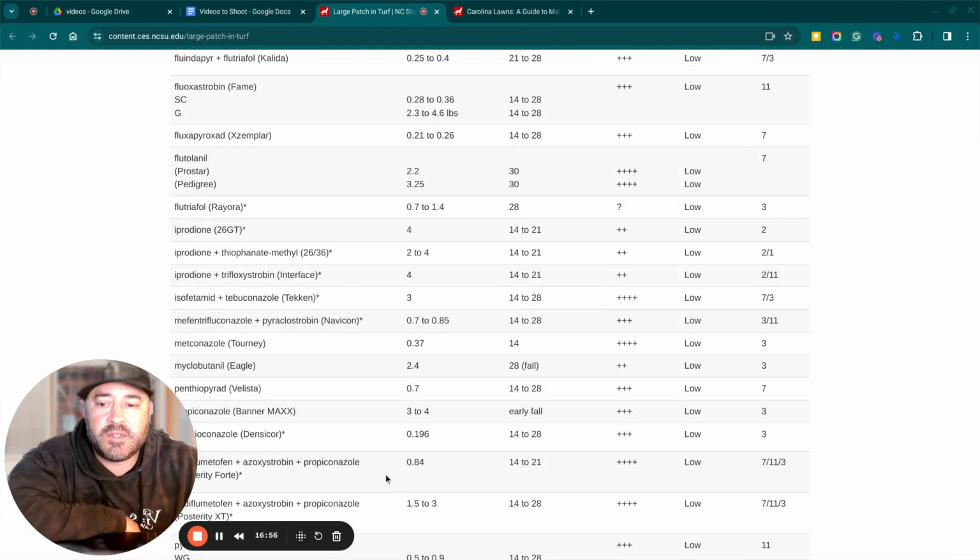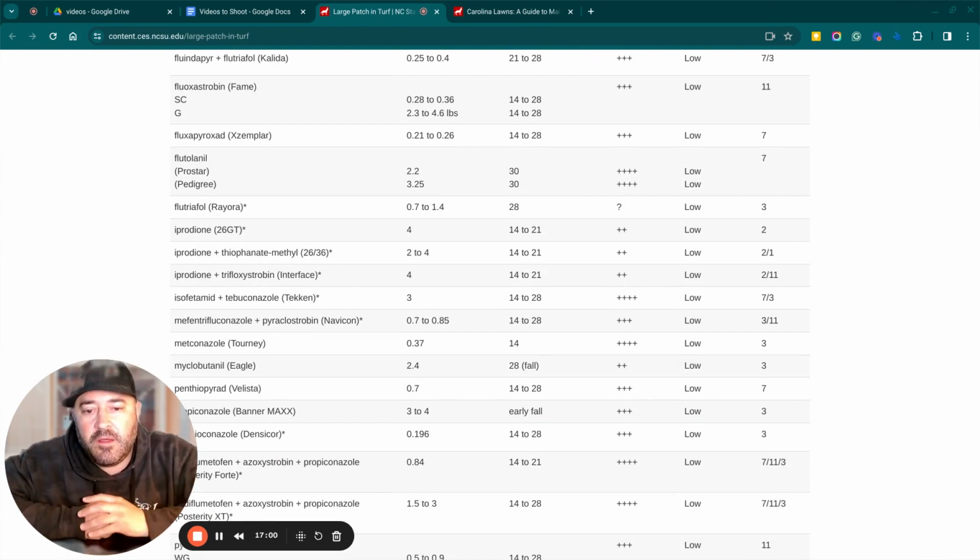That's it for large patch. I hope this kind of gives you an idea of what it looks like, when to be monitoring for it, and then what to do.